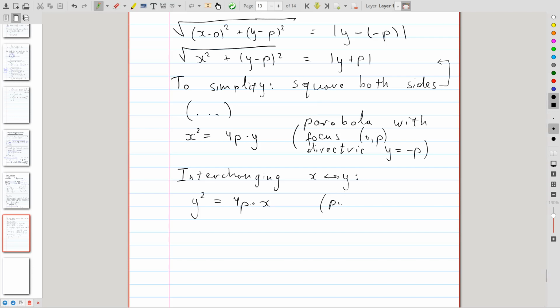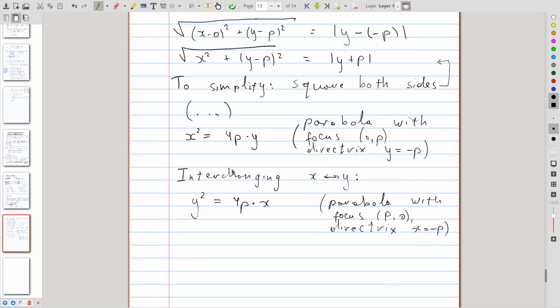and so this is the equation of the parabola with focus (p, 0) and directrix x equals minus p. So you see what I did was I interchanged the roles of x and y, and so that means I interchanged x and y in the equation, and then I interchanged the coordinates of the point here, and then I interchanged y for x in the equation of the directrix as well.